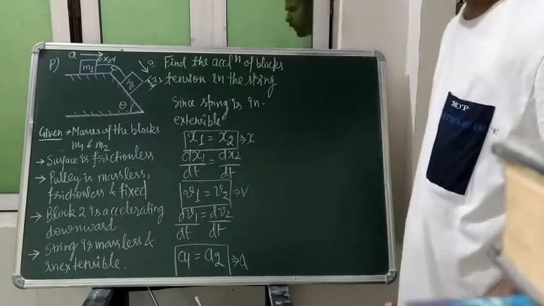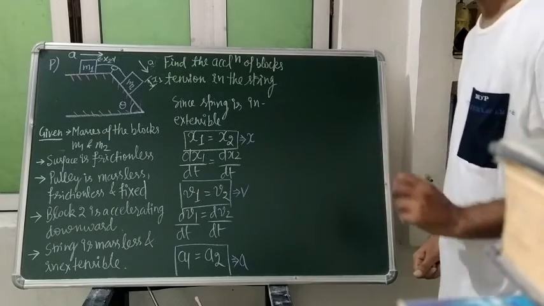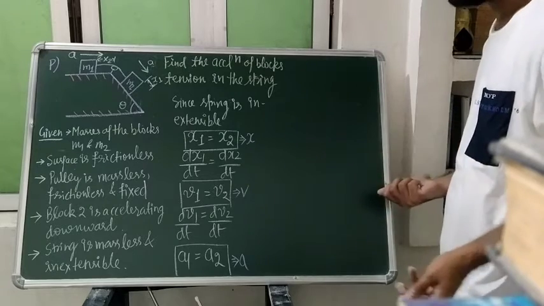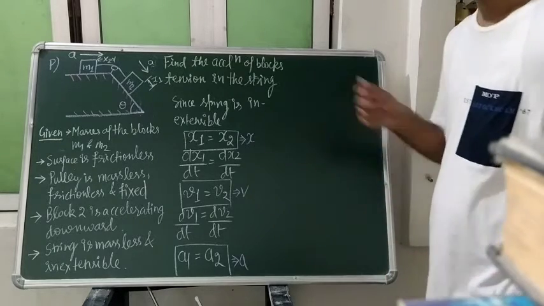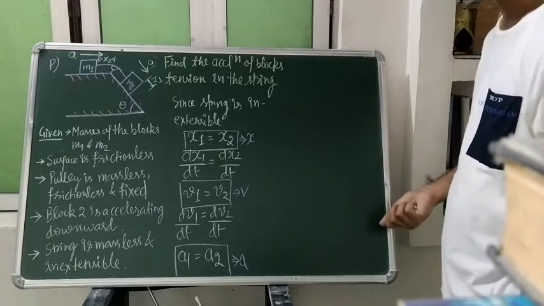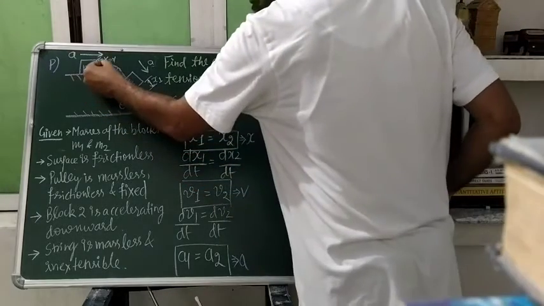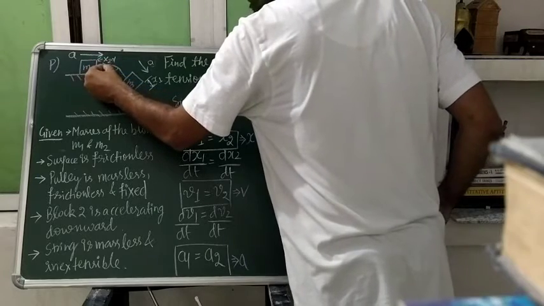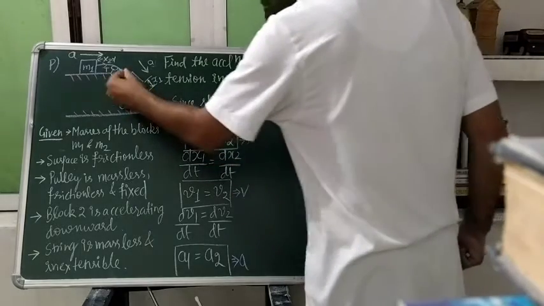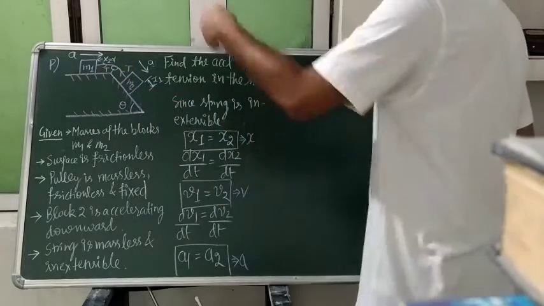One more thing you will note: in the Atwood machine, if we consider the mass of the pulley, the tension in the same string at different ends will be different. But if we assume a massless pulley, the torque acting on it becomes 0 and tension T1 comes out equal to T2. So whatever tension T acts here, the same tension acts there.